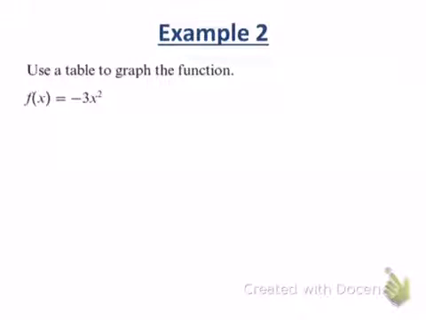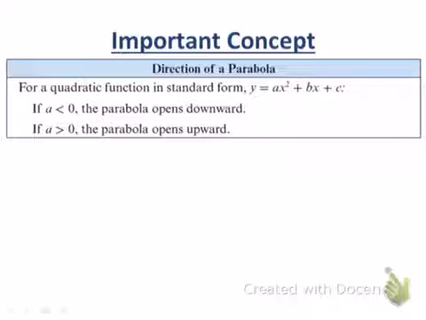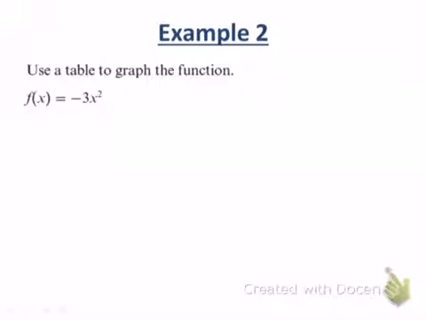All right, now let's use the same pattern and a table to graph this function, y equals negative 3x squared. And we're going to use a basic graphing technique where we choose values for x, plug them into the equation, and find a value for y, which generates ordered pairs. And when we generate ordered pairs, we have things that we can graph, right?